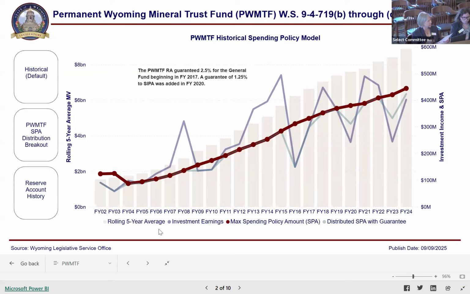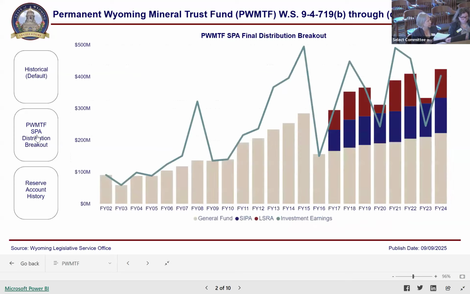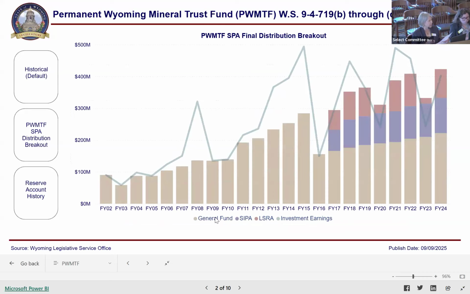So when we go to tab 2 of the PWMTF, along the left-hand side, you've got some tabs. The PWMTF is the only fund that we have for spending policies where we're distributing the investment earnings to more than one fund. It started out, through 2016, with everything distributed to the general fund. Then the legislature modified that and created a distribution that also involved the LISRA and the SIPA.